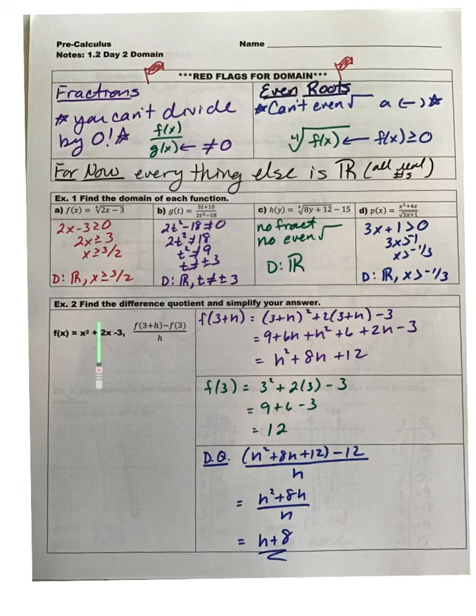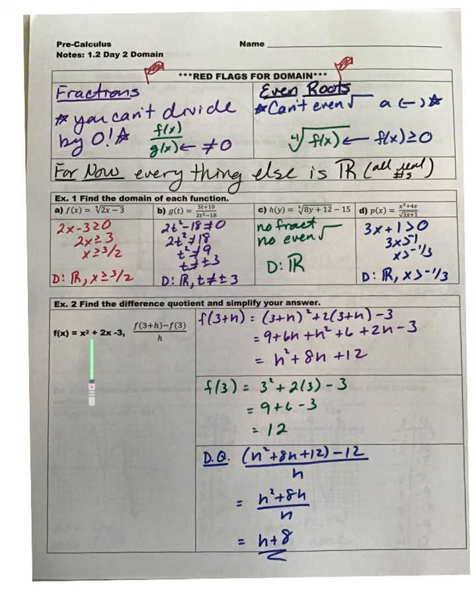All right, so example 2 is our little preview into calculus, and we're going to evaluate something called the difference quotient. So we're going to use this function f. It's going to be similar to what we did on the previous notes. We're going to evaluate functions, and then we're just going to do these operations. So first, I want to find f of 3 plus h.